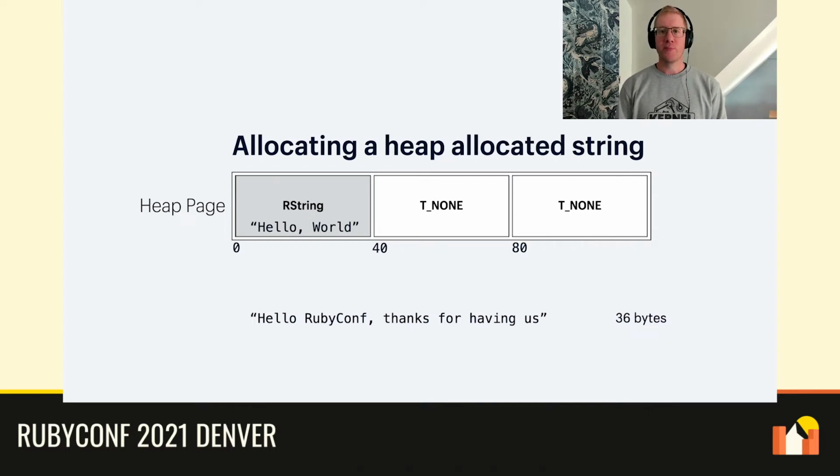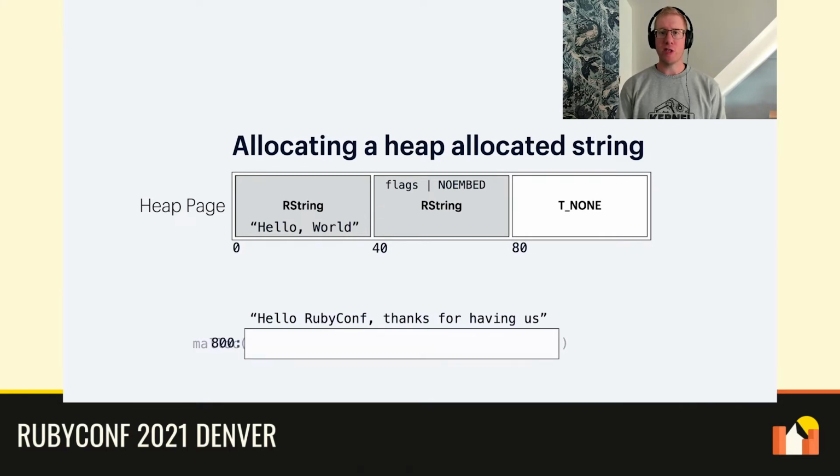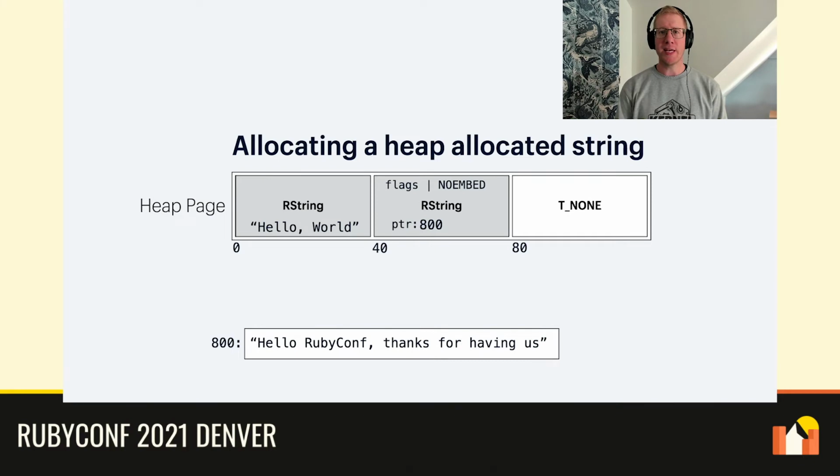When the string length is longer than RSTRING_EMBED_LEN_MAX, Ruby sets a bit on the RVALUE's flags called the noEmbed bit. This signifies that the data inside the RVALUE is not the actual string, but a pointer to a separately allocated memory region. It then uses malloc to reserve a new memory region outside of the existing heap. It stores the address to that memory in the 24 bytes of the RVALUE after the flags and class, and copies the string data into that newly malloced memory.